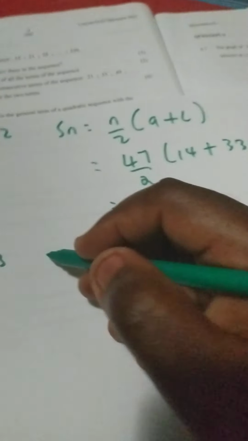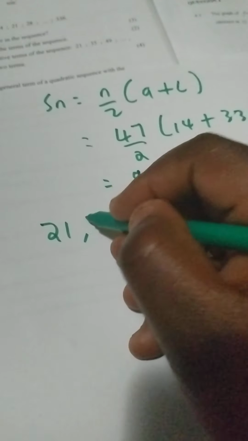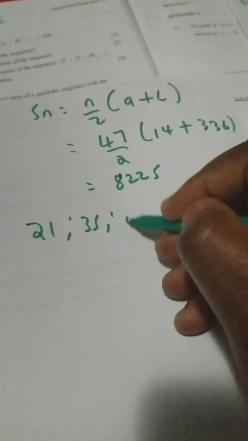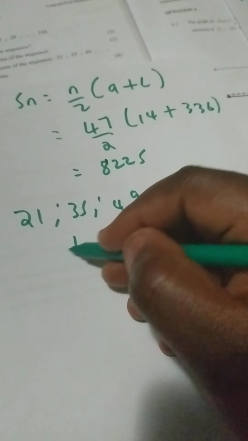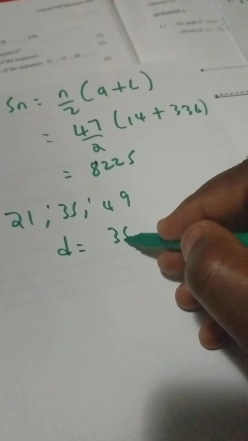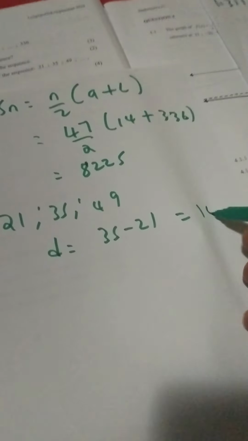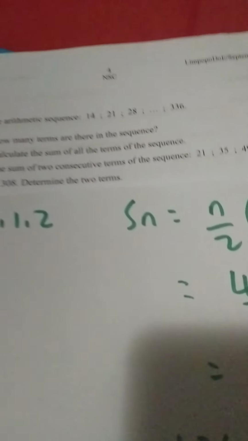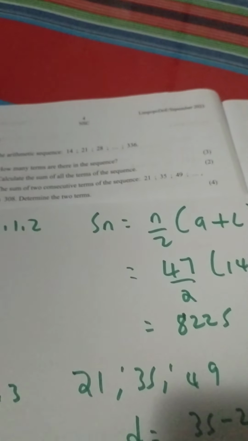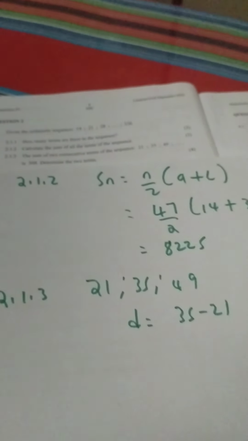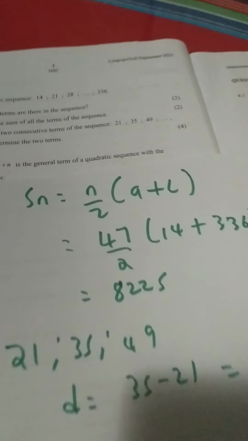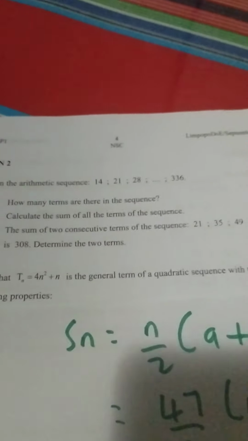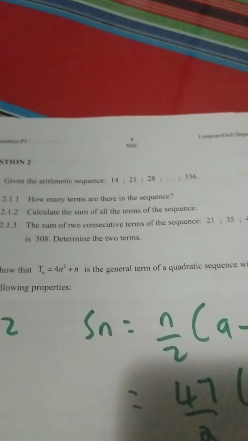2.1.3. We've got a new sequence, 21, 35, 49. Yeah, okay. So far, let's find the d. d will be 35 minus 21, that is 14. So our d is 14 for this one, because they want us to find the sum of the consecutive terms. That's the first thing that you must always target. If d is 14, then you're safe. So they're saying the sum of this sequence is 308.